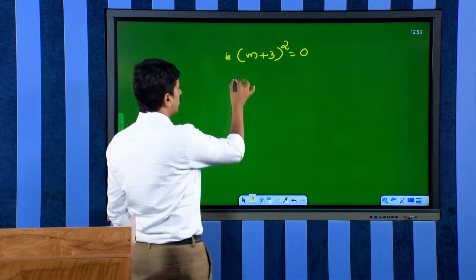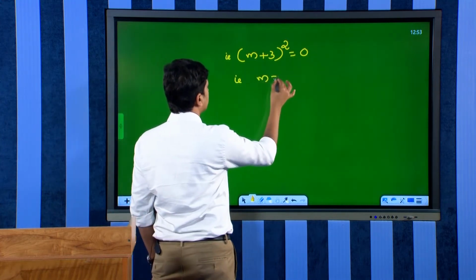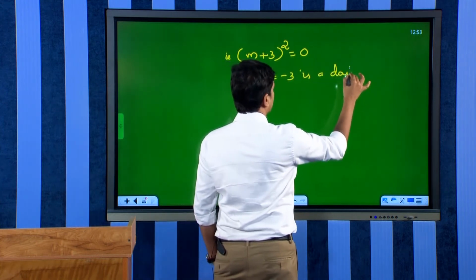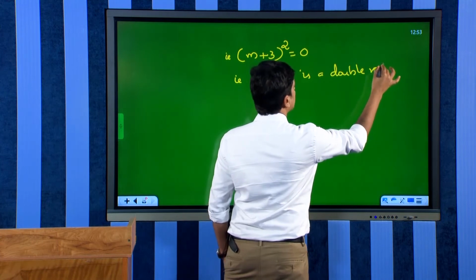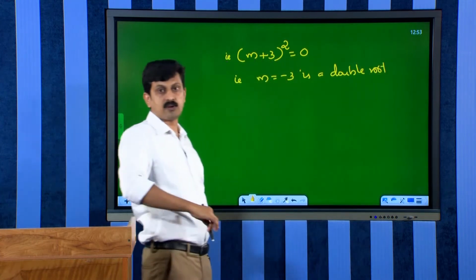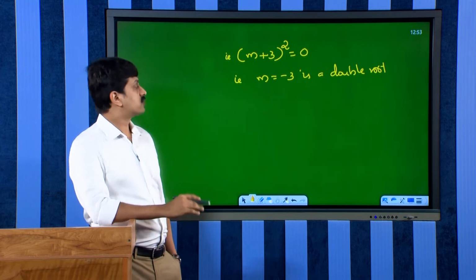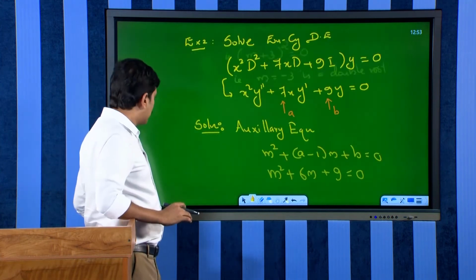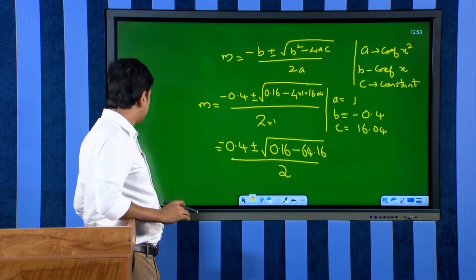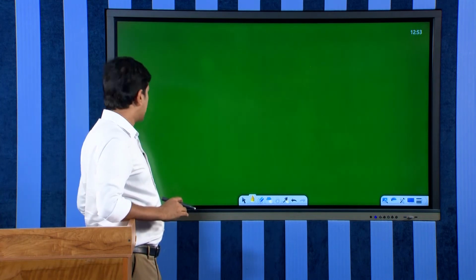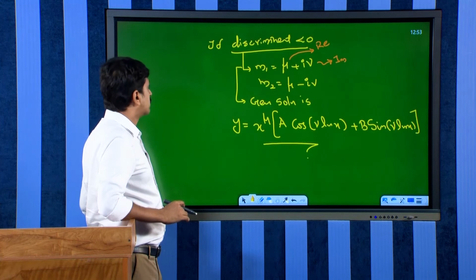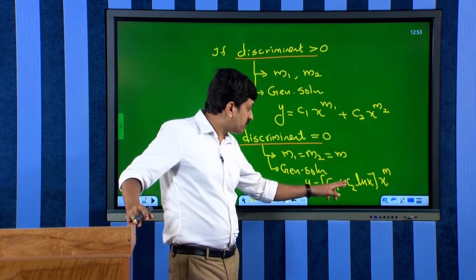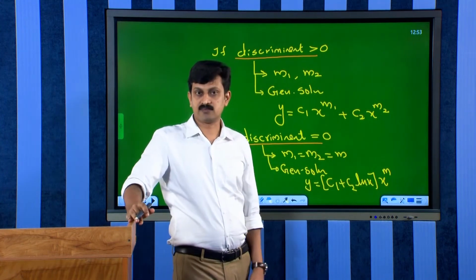That is, m is equal to minus 3, a double root. So, it has a double root. Therefore, we have the formula for the general solution as we discussed before: y is equal to C1 plus C2 log x, times x raised to m.